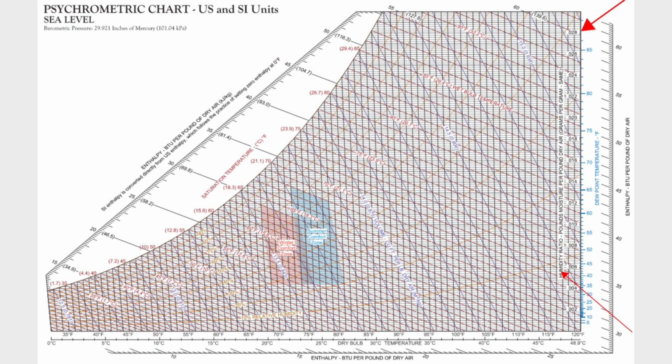Next, the humidity ratio, symbol W or omega. It tells us how much water vapor is in the air compared to dry air, basically the moisture content. You'll find it on the right vertical axis of the chart. It's measured in pounds of water per pound of dry air, or kilograms per kilogram. It stays constant when air is heated or cooled sensibly, but it changes during humidification or dehumidification.